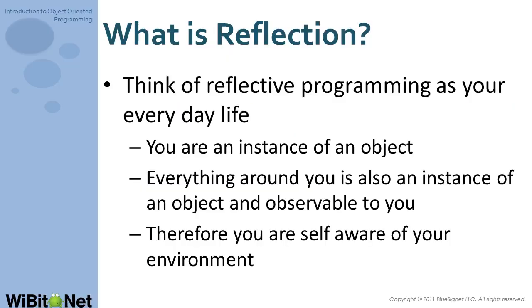You can think of reflective programming as more true to everyday life. You yourself are an instance of a person object. Right, yeah. Everything around you is also an instance of a car object or underpants object, or bar of soap object. And so everything that's around you, all those instances are observable to you. Right. So I have a fork and a knife and I can cut my food. I don't have a fork, but I do have a knife, so I have to hold it with my hand. You understand that. You're self-aware in your environment and of your environment.